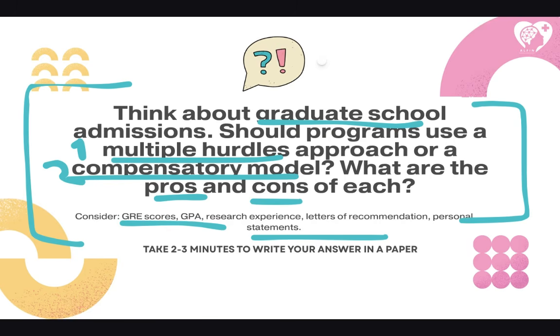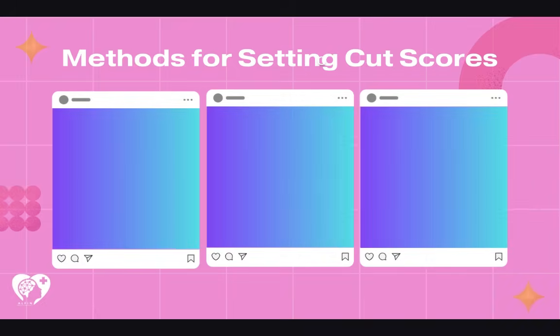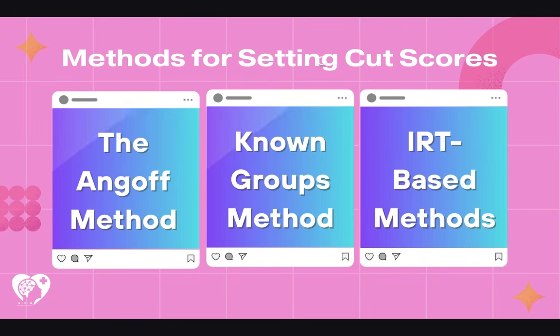We're almost done, just a little left. Okay, so we have methods for setting cut scores, which come after the types of cut scores. We have the Angoff method, which is the most widely used and is simple to conduct. Then we have the known groups method, which is very data driven. It involves statistics, but the statistics are simple. And then the IRT-based methods.